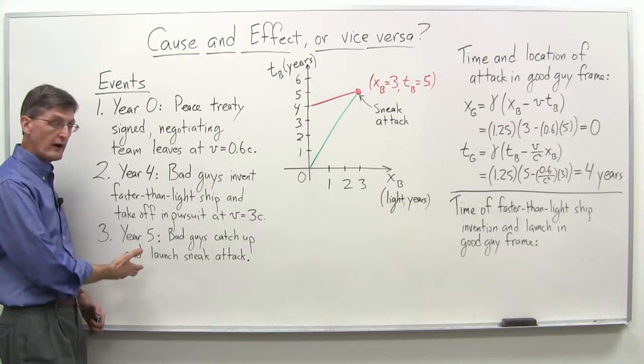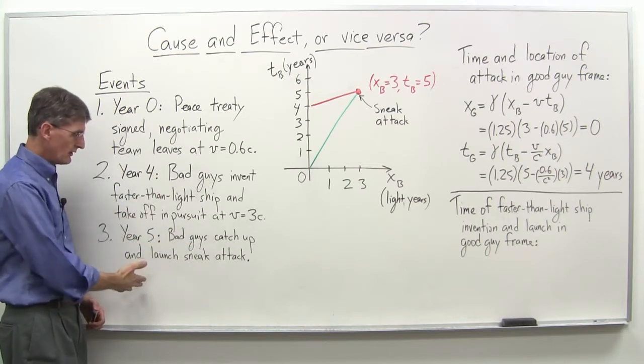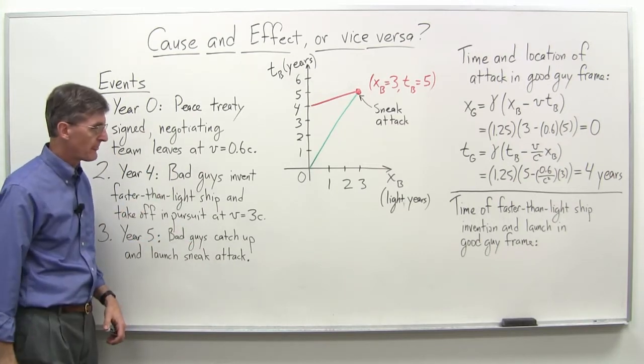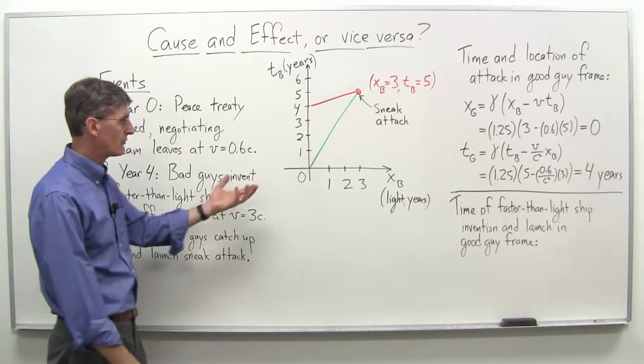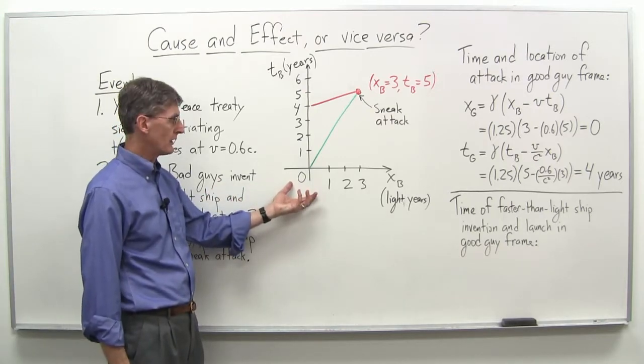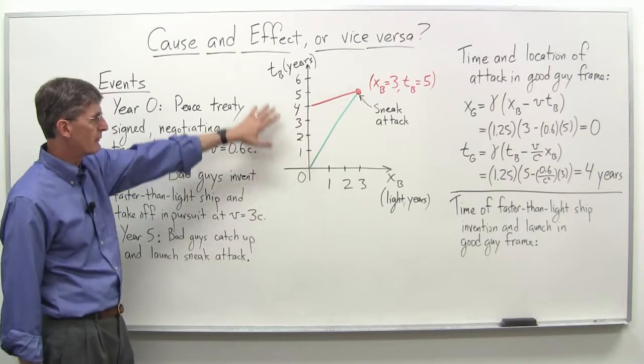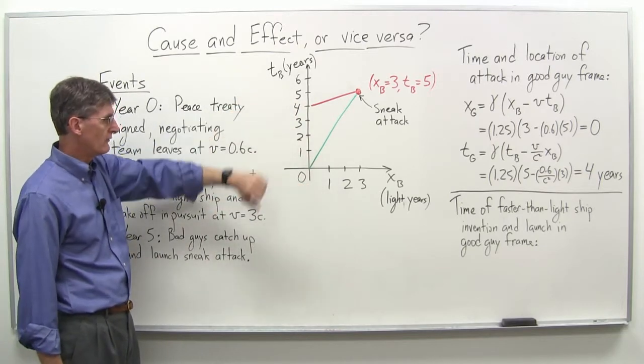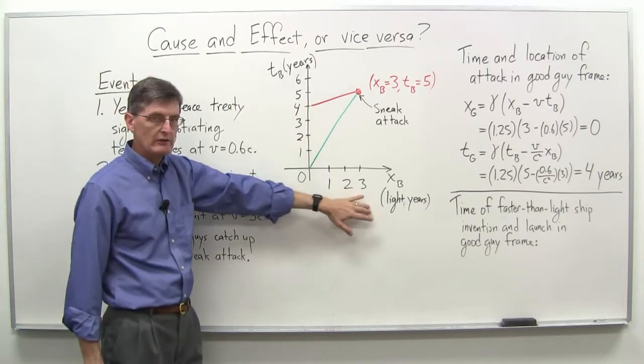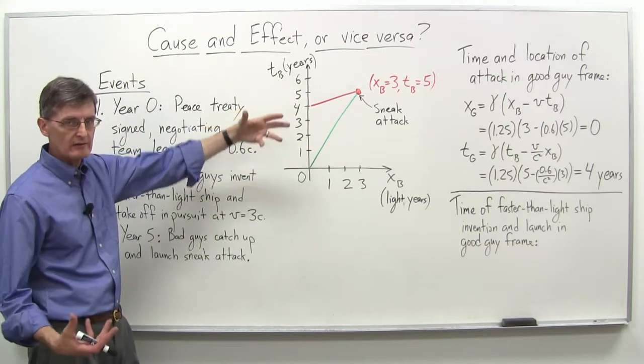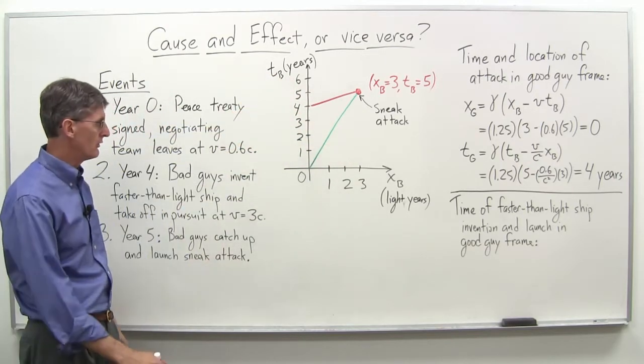And then in year 5, they're able to catch up to the good guys, and they launch a sneak attack against them. So diagrammatically, on a space-time diagram, this is what it looks like. This is the frame of reference of the bad guys, B for bad guys. It's in light years and years, so the velocity of light is 1 light year per year here.